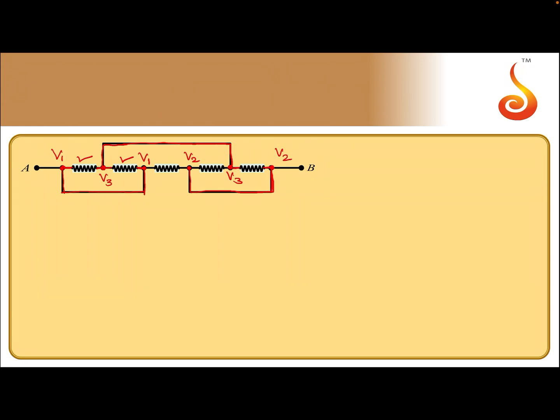Similarly, if I consider this resistor, it is between V2 and V3. I'm double ticking it. Now another resistor, this one, is also between V2 and V3. I'm double ticking it. So they must be in parallel. Right. Now this one single resistor is between V1 and V2.